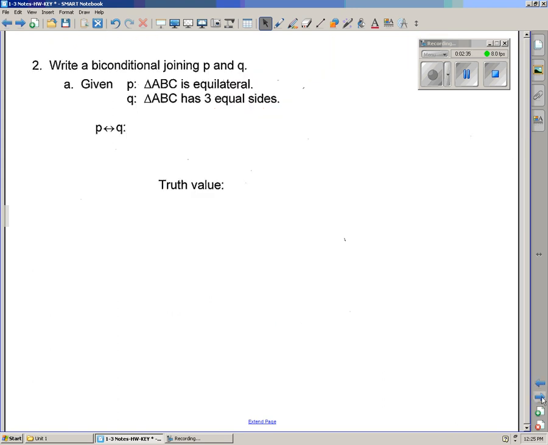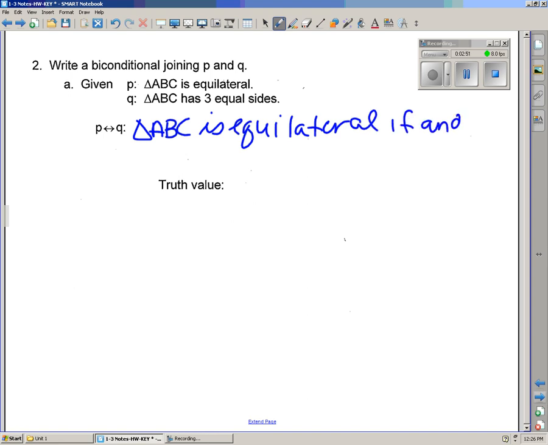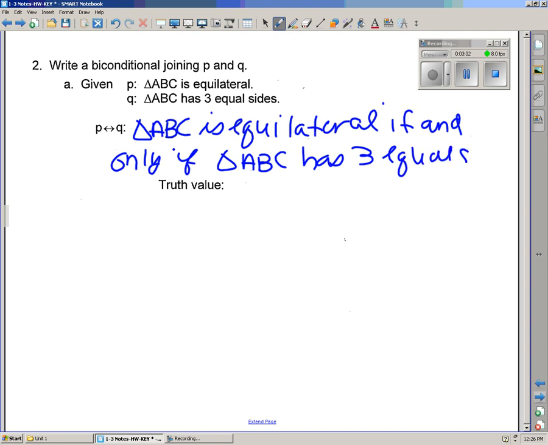Let's talk about why this biconditional is the way that it is, though. So if we go to this next page, write the biconditional joining P and Q. So we know that the P statement is going to come first, which says triangle ABC is equilateral if and only if triangle ABC has three equal sides. Well, if you think about that, we can take each of the two different, the conditional and its converse, and determine whether the biconditional is true or false.